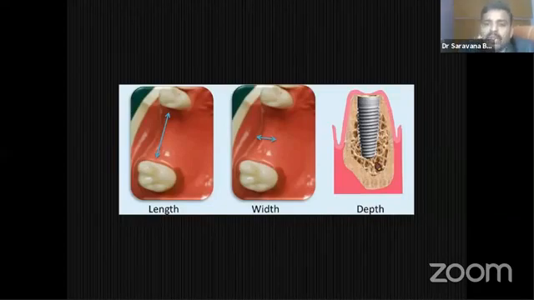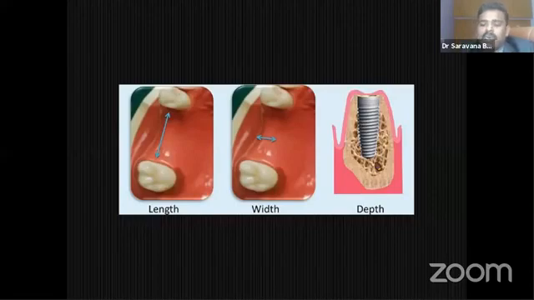Buccolingual width, mesiodistal width and density of the bone. Before going to place the implant, you can assess the density of the bone. Your primary stability will be mostly based on the density of the bone. Secondary stability will be based on the osteointegration. Then the height from the crestal alveolar bone to any vital structures.